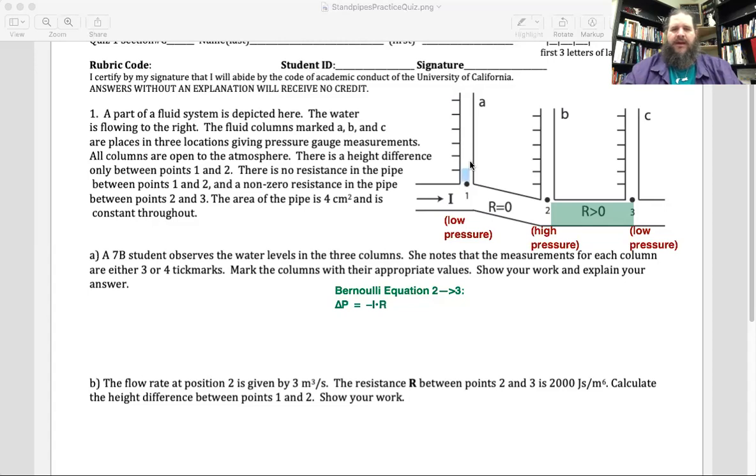Yeah, 1 and 3 are 3 tick marks because they're lower pressure. And then 2 is the only one at a higher pressure, so that'll be the only one at 4 tick marks. So 3 tick marks of pressure, 4 tick marks of pressure, 3 tick marks of pressure. Any questions on that so far?